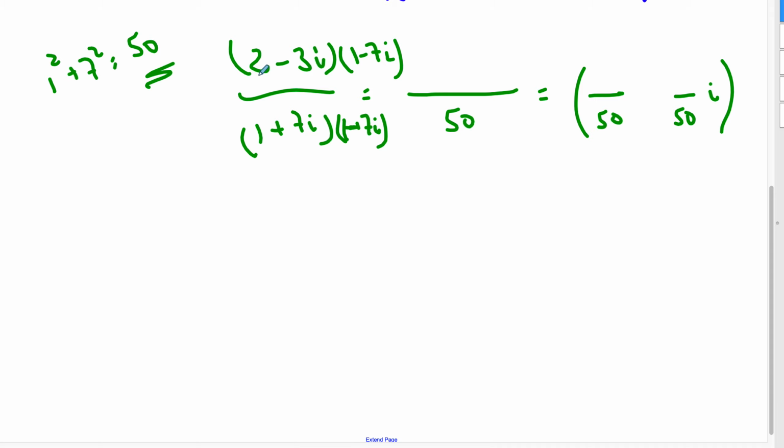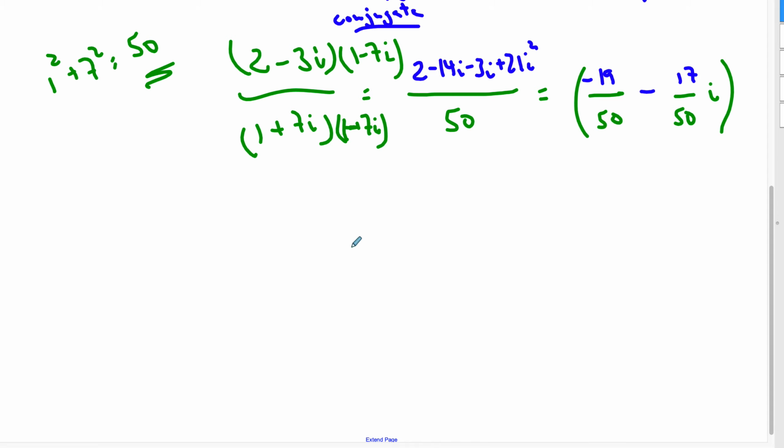So then it's a matter of distributing. 2 times 1 is 2. 2 times negative 7 is negative 14i, minus 3i, and then plus negative times negative 21i squared. So negative 14 minus 3, that's going to be minus 17i. 2, that is not a positive 21 because i squared is negative 1, so it becomes 2 minus 21, or negative 19. Right? So if you remember the magnitude thing, it can save you a little bit of grief, but you still have to multiply by the conjugate, at least in the numerator.